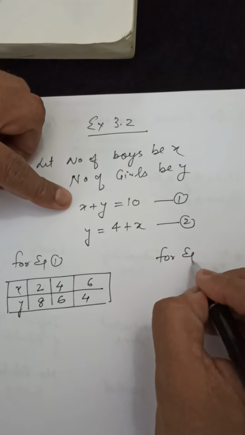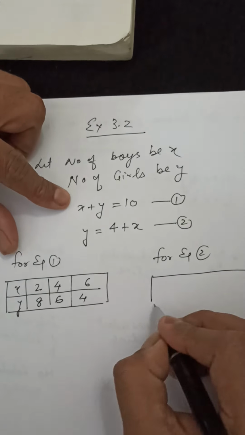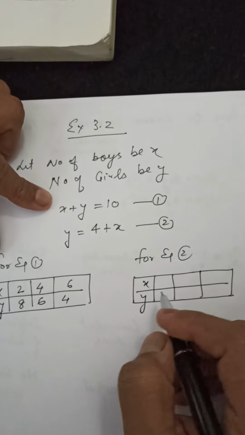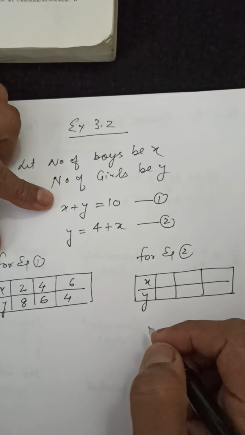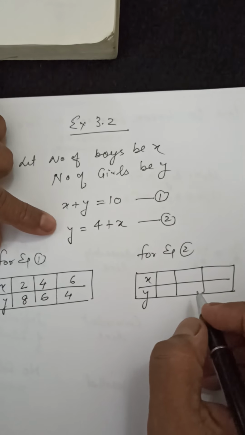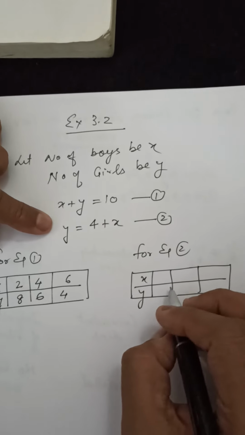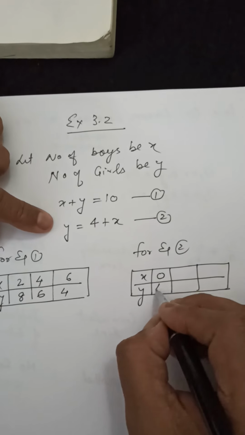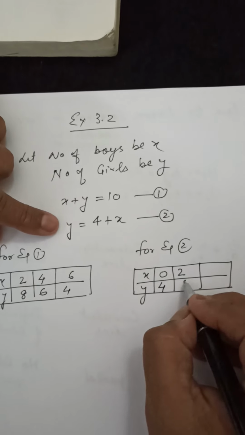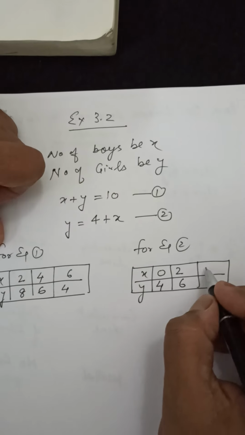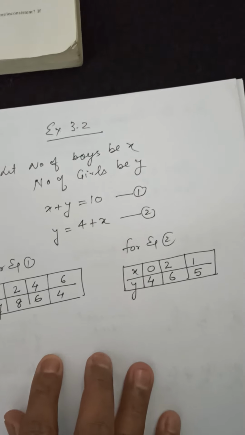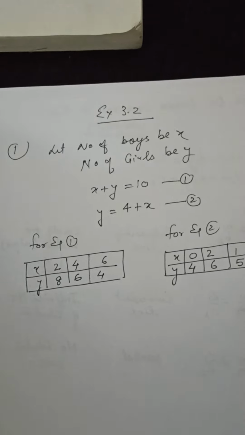For equation 2, again, some of you may ask that we can have the graph with 2 points also, but we must always take 3 points. Sometimes 1 point goes wrong, so it is better to have 3 points all the time. Let's take x as 0, so y value is 4. Let's take x as 2, so y value is 6. Let's take x value as 1, so y value is 5. So we have got these two tables. Now we plot these two tables on a graph sheet.